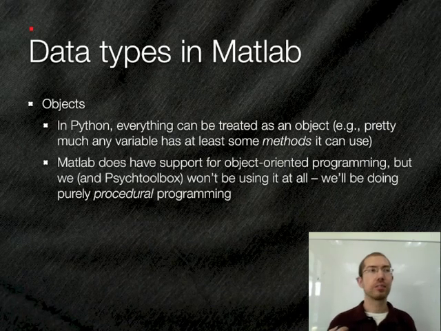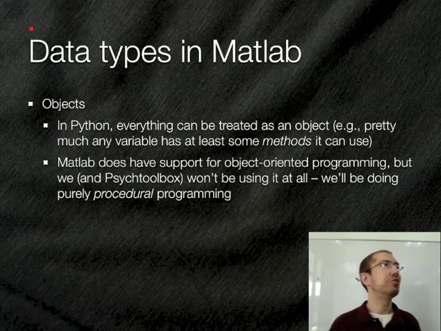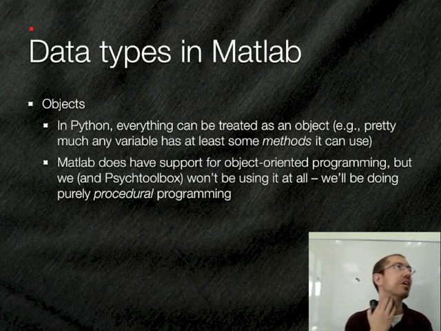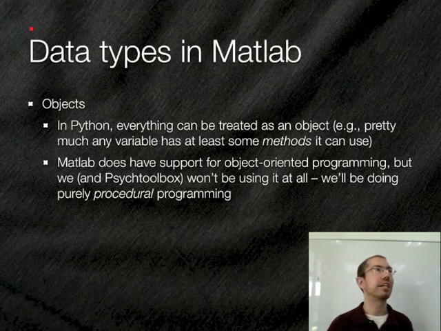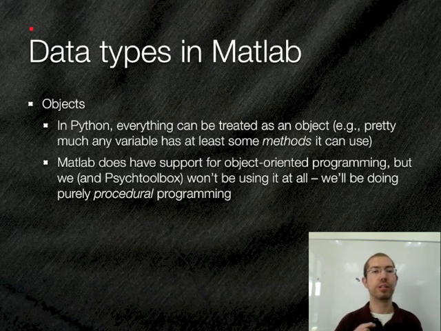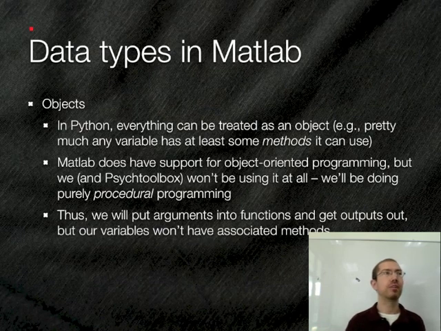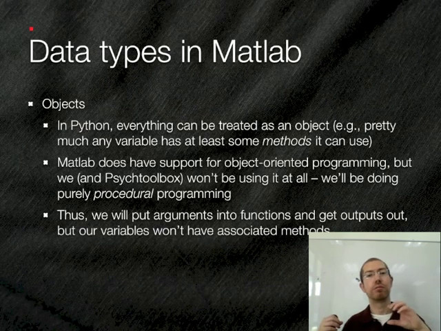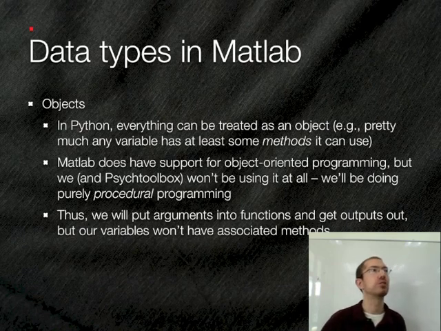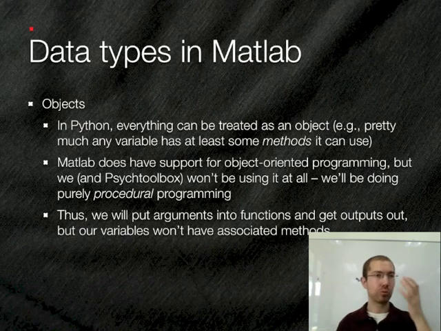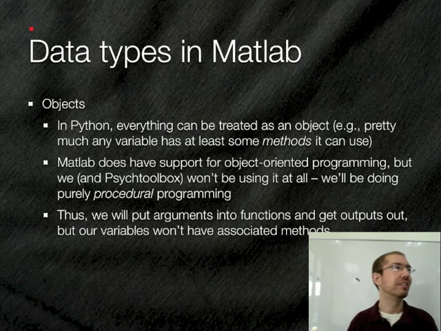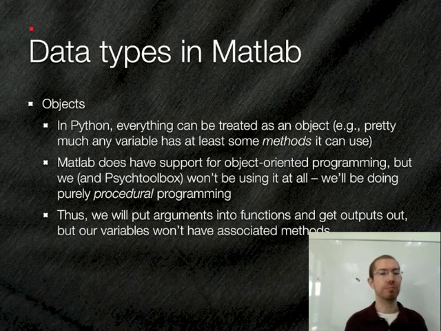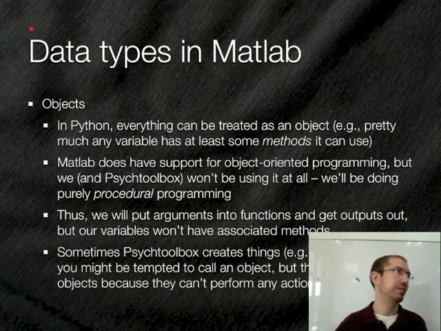Okay, objects. We said in Python pretty much anything can be treated as an object. In other words, even integers and strings can do things to themselves or other objects. Matlab does have some support for object-oriented style programming, but we are not going to be using it. So we'll be doing purely procedural programming, meaning we'll have functions, and we will put variables into functions and get outputs out of functions, but our variables are not going to be objects with methods of their own. In other words, variables don't do things, right? Variables just have functions done to them, and the functions produce new variables, right?